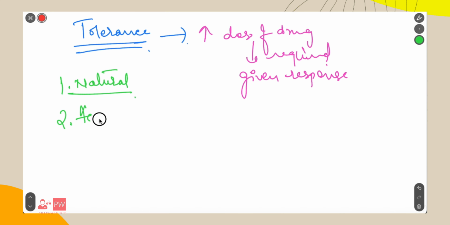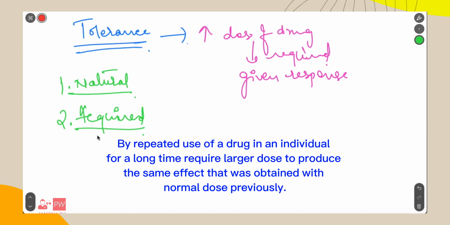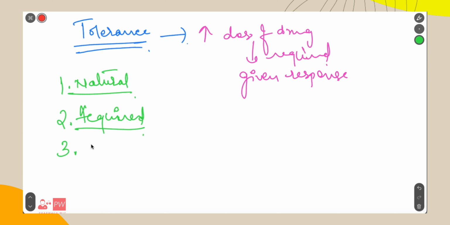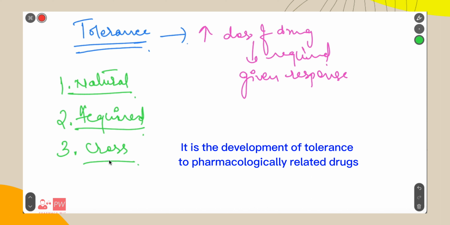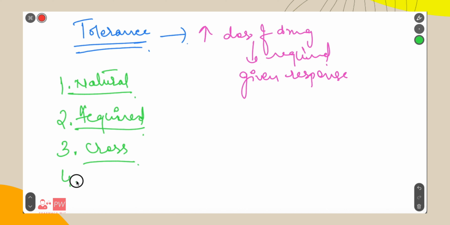Second is acquired tolerance. By the repeated use of a drug in an individual for a long time, a larger dose is required to produce the same effect that was obtained with the normal dose previously. So that is acquired tolerance. The third is cross tolerance. It is the development of tolerance to pharmacologically related drugs. Example, alcoholics are relatively more tolerant to sedative drugs.